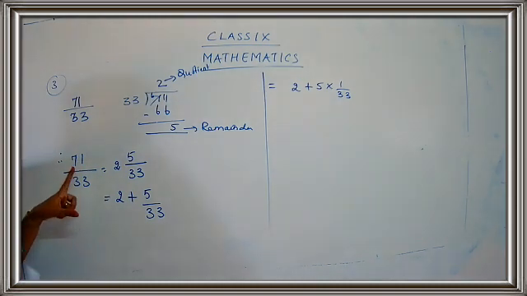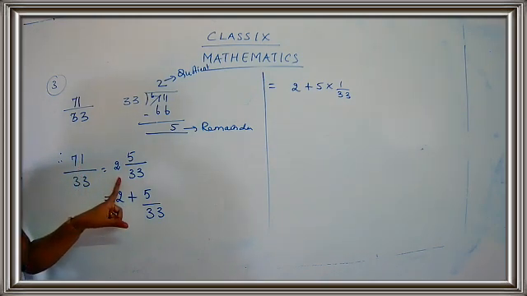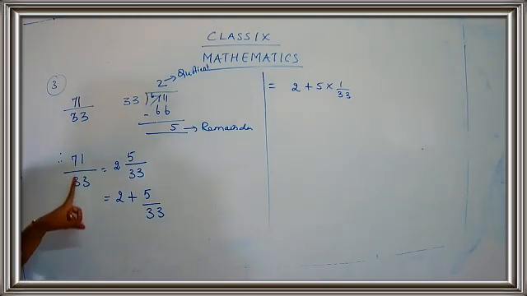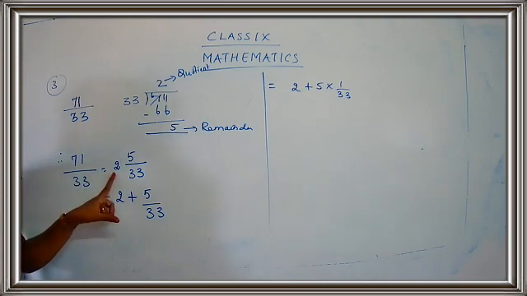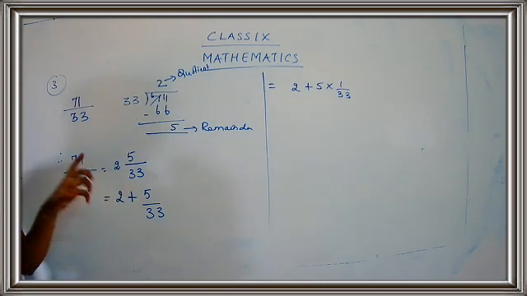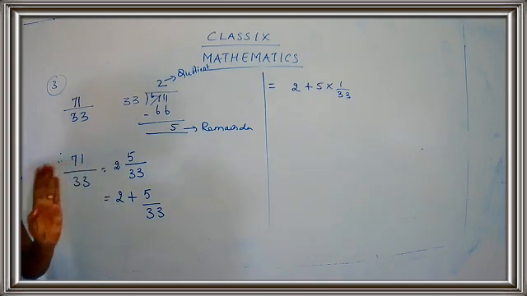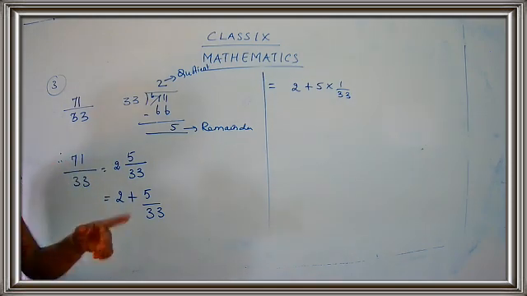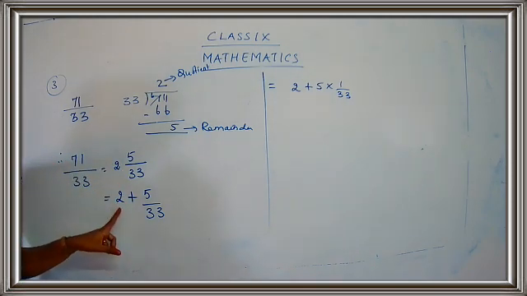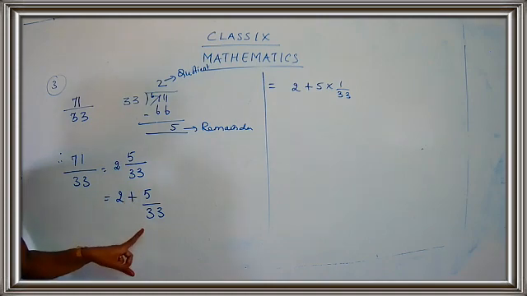So what we have done, first of all, we have divided 71 by 33. This was in the form of a rational number. We have changed this in terms of mixed fraction. So 71 upon 33 is written as 2 5 upon 33. So now what are we doing? We are splitting this. You are breaking this as 2 plus 5 upon 33.